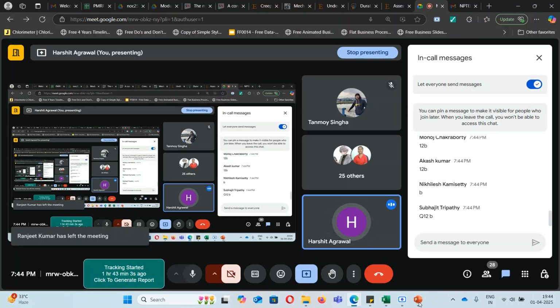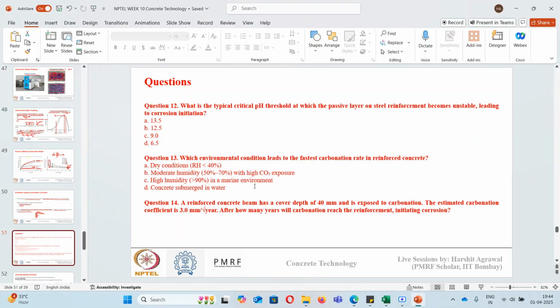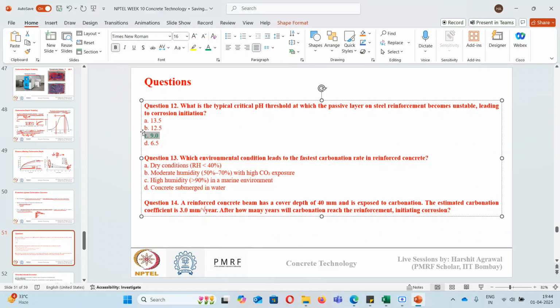So the correct answer for this part is C. Generally, initially the pH in concrete is in this range, 12.5 to 13.5. However, carbonation can lower the pH from this high alkaline range to as low as below 9. And when the pH drops to this level, below 10, then passive layer breakdown occurs and the corrosion rate increases. So it is below 10. We can take 9 here.